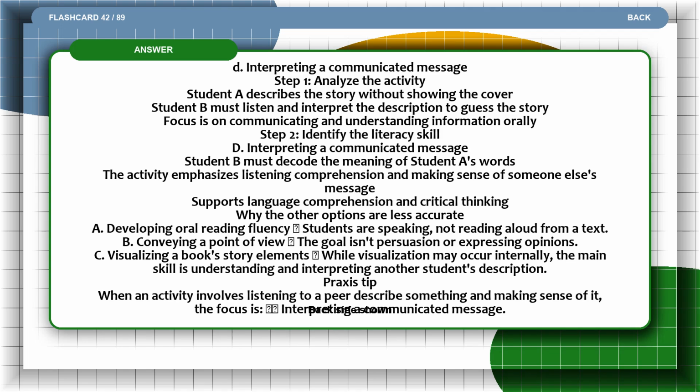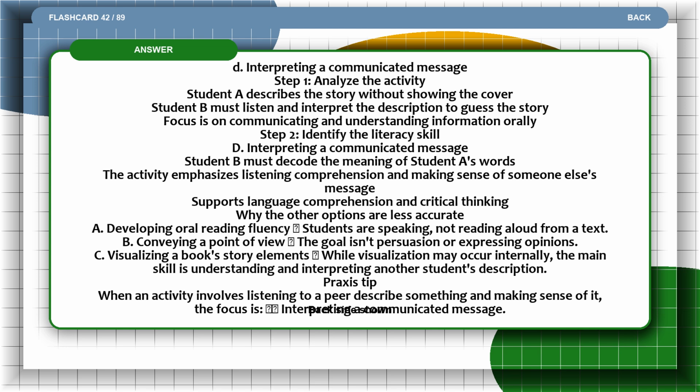The answer is D. Interpreting a communicated message. Step 1. Analyze the activity. Student A describes the story without showing the cover. Student B must listen and interpret the description to guess the story. Focuses on communicating and understanding information orally. Step 2. Identify the literacy skill. D. Interpreting a communicated message. Student B must decode the meaning of Student A's words. The activity emphasizes listening comprehension and making sense of someone else's message. Supports language comprehension and critical thinking.